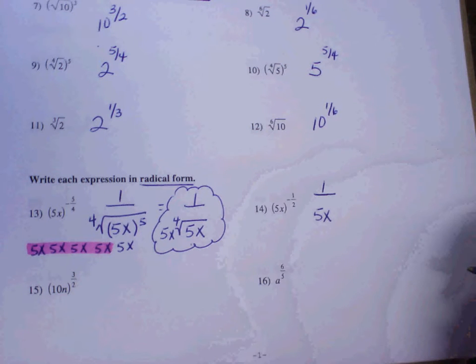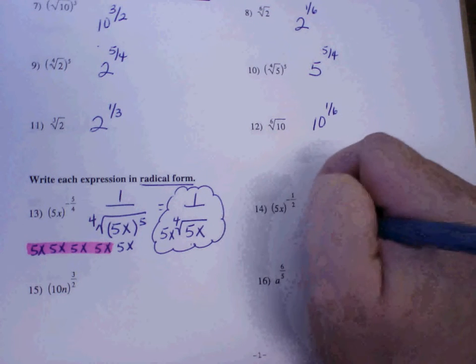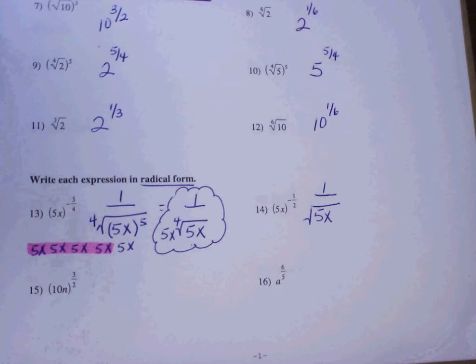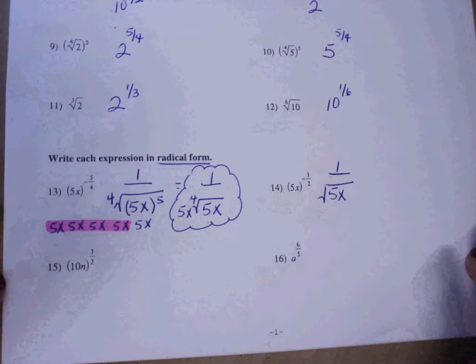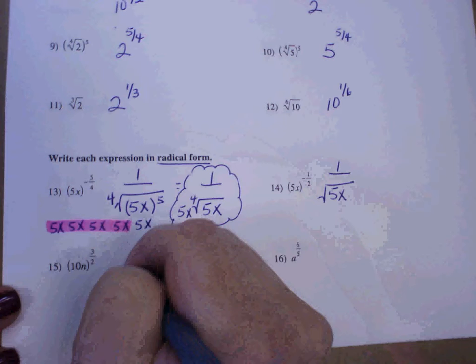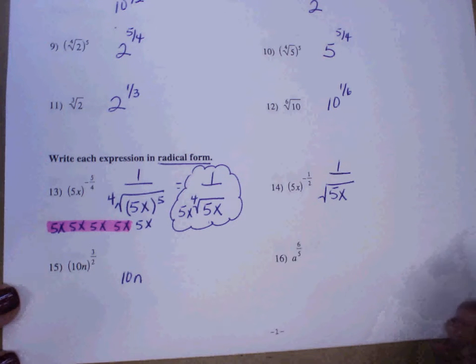All right, I have to put it over 1, right? So how many 5x's do I have? 1. And what kind of root is it? And that's it, because I need at least 2 of them for 1 to come out, right?